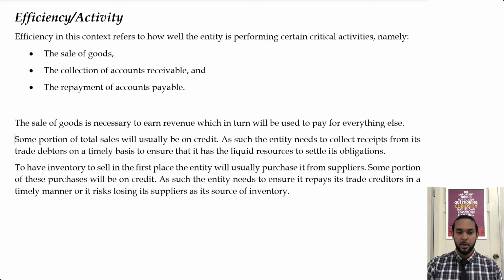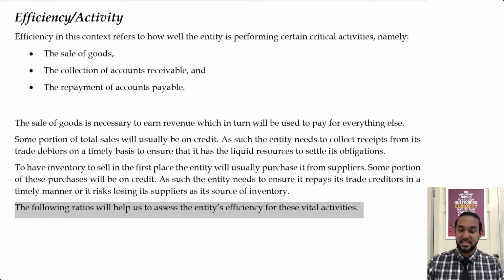And finally, to have inventory to sell in the first place, the entity will usually purchase from its suppliers. Some portion of these purchases will be on credit. As such, the entity needs to ensure it repays its trade creditors in a timely manner, or it risks losing its suppliers as its source of inventories. So the following ratios will help us to assess the entity's efficiency for these vital activities. So again, in order to have your inventory, you need to buy it or manufacture it. But even if you are manufacturing, you have to have a supply of materials. Where does it come from? It comes from your suppliers.